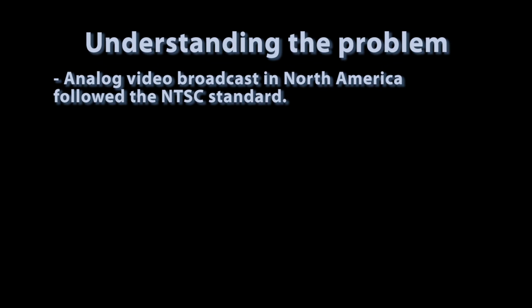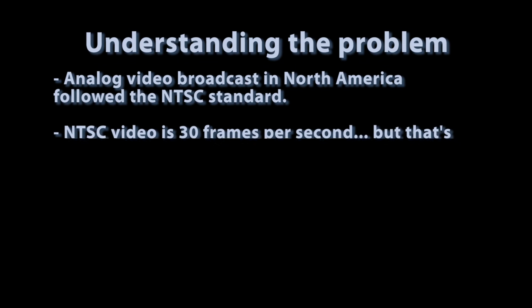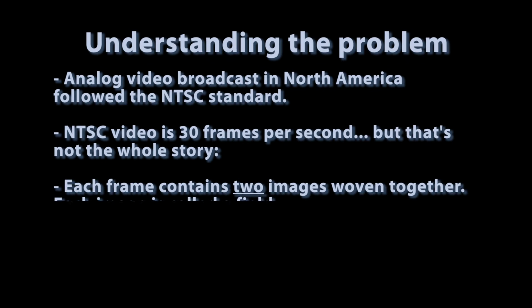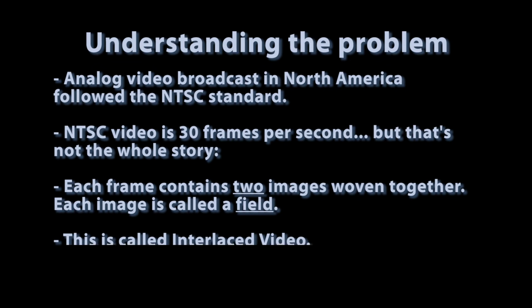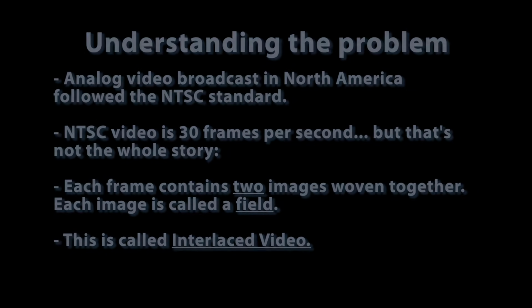So first off, let's identify the problem. The specifications for North American analog video, that is NTSC video, state that video is broadcast and stored at 30 frames per second. What most people don't understand is that each frame actually hides two different images 1/60th of a second apart in time. The two different images are stored mashed together in the single frame. This is known as interlaced video because the images are interlaced on alternate lines.